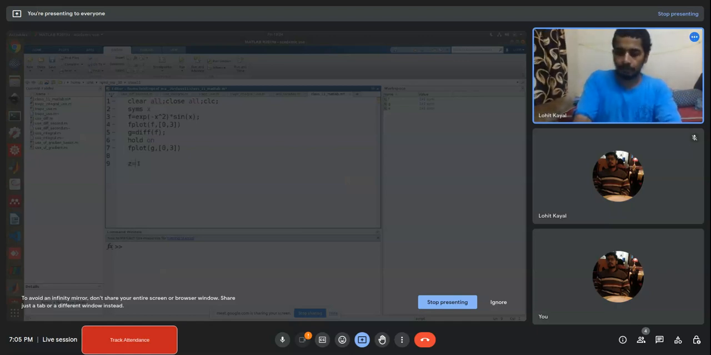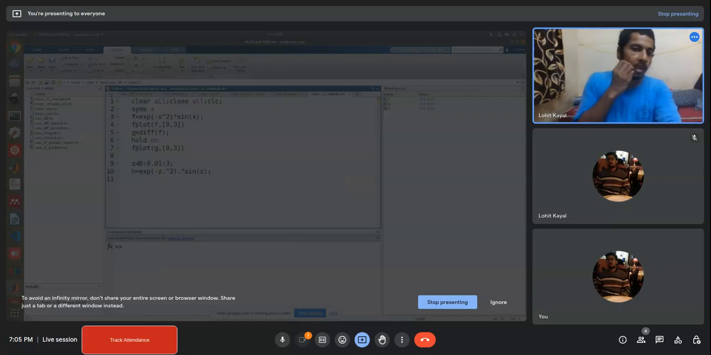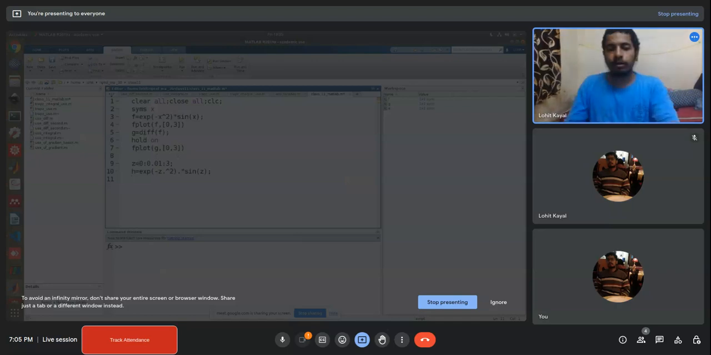Now suppose you do not have a symbolic function, you have some data points and you need to find its derivative. Let us do the test here. My variable is z from 0.001 to 3. Suppose this is h. h equals exp of minus z dot square, because z is a vector, dot star sine of z.